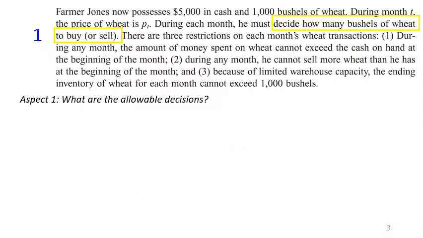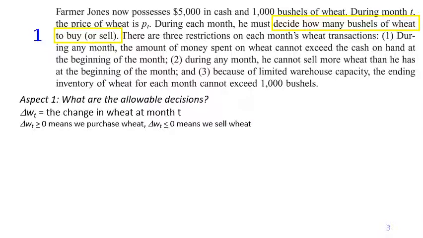As usual, we start by thinking about the 3 aspects of the recursions in dynamic programming. In the first aspect, we ask, what are the allowable decisions? Here, the decision is how many bushels of wheat to buy or to sell each month. In other words, aspect 1 asks us about the restriction: at most how many we can buy and at most how many we can sell. That is what we are going to achieve by defining aspect 1.